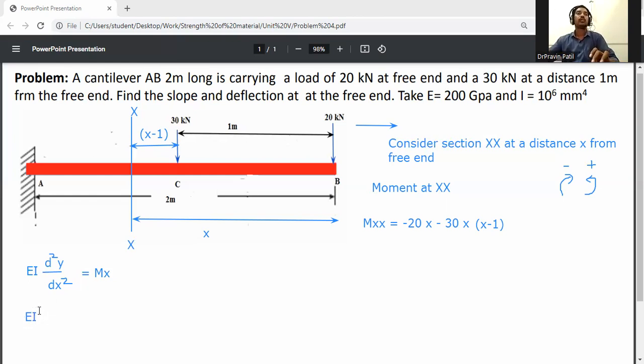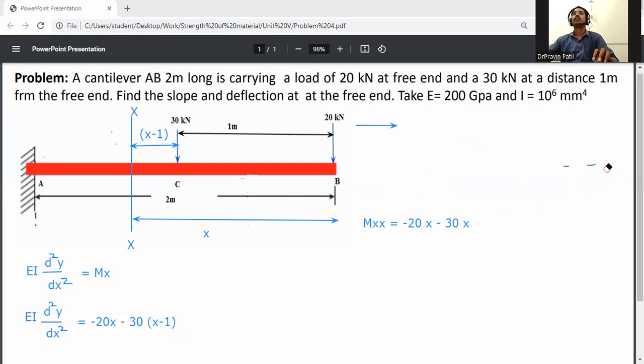EI d²y/dx² is equal to the moment at x: minus 20x minus 30(x minus 1). Okay, so I will write here.